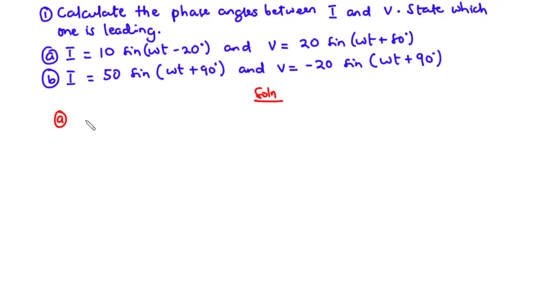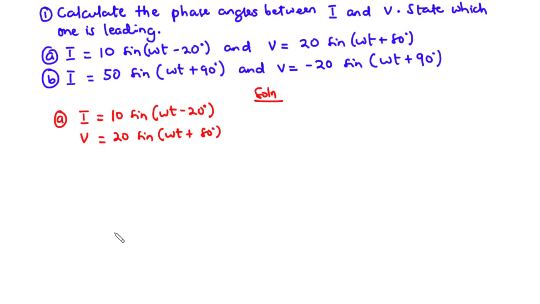Now we have I to be 10 sine omega t minus 20 degrees. Therefore, the phase angle of I is negative 20 degrees. And also for V, we have 20 sine omega t plus 80 degrees, which means that the phase angle of V is also 80 degrees.